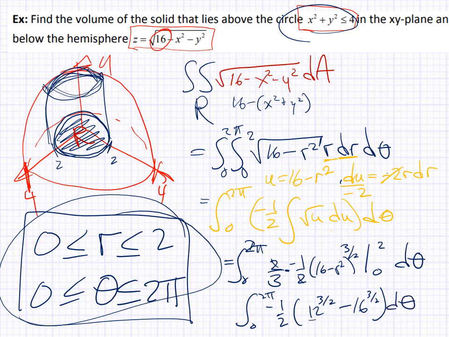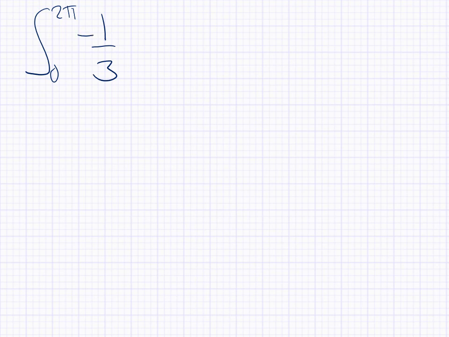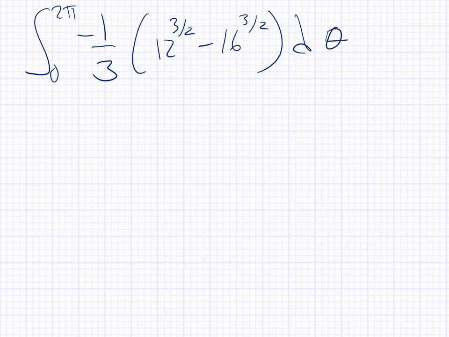All right, I can simplify these. I'm running out of room, so let's start a new slide. I noticed I had a mistake just at the very bottom of that last slide. So it's 0 to 2 pi, a minus 1/3, and then 12 to the 3/2 minus 16 to the 3/2. And I still have the d theta to deal with. Well, all this is one big constant. We could simplify it, but it's one big constant. And with respect to theta, it's that times theta.